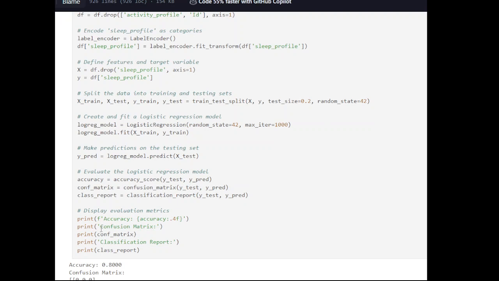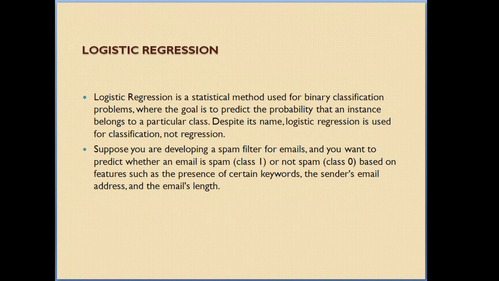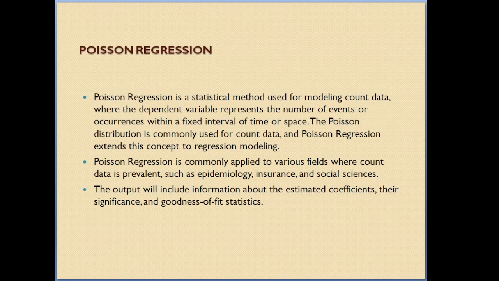Next is Poisson regression. It is used for modeling count data. When we have to represent the number of events or occurrences of an item in a fixed amount of time, we use Poisson regression. Poisson regression is commonly used for count data, and it is an extension of regression modeling.